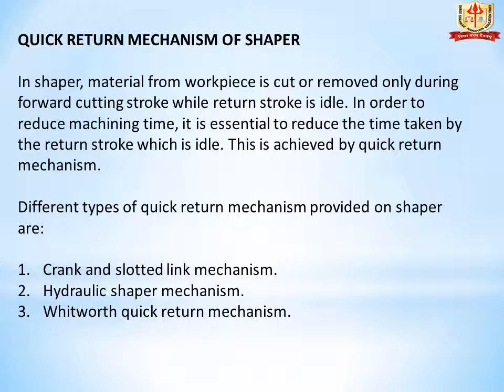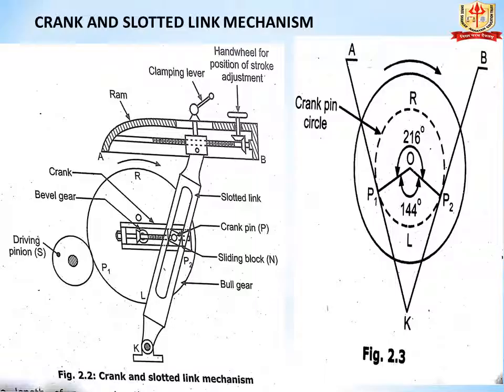Different types of quick return mechanism provided on shaper are: first is a crank and slotted link mechanism, second is a hydraulic shaper mechanism, and third is Whitworth quick return mechanism. Now we study quick return mechanism of shaper. First type is a crank and slotted link mechanism.